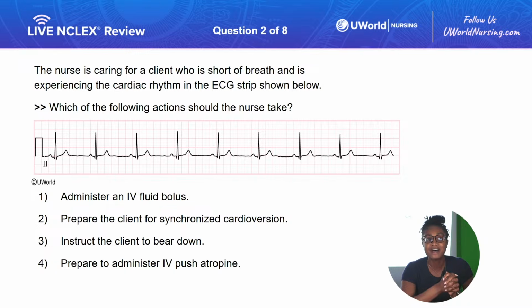Option 1, administer an IV fluid bolus. Option 2, prepare the client for synchronized cardioversion. Option 3, instruct the client to bear down. Or option 4, prepare to administer IV push atropine. Which one of these interventions would we do for this strip up above? Let me know what you guys think in the chat.